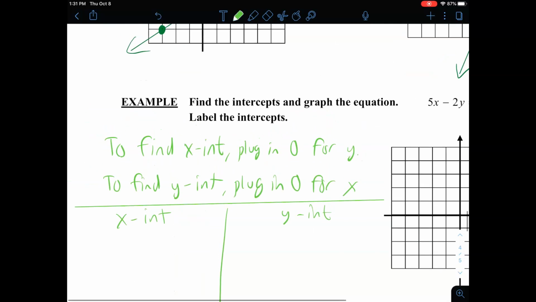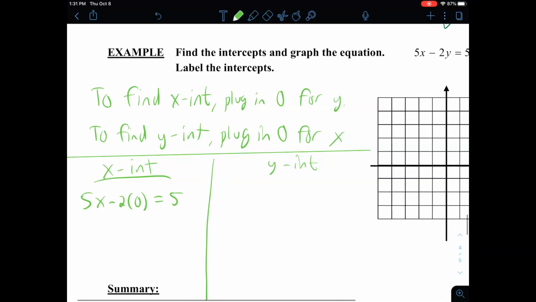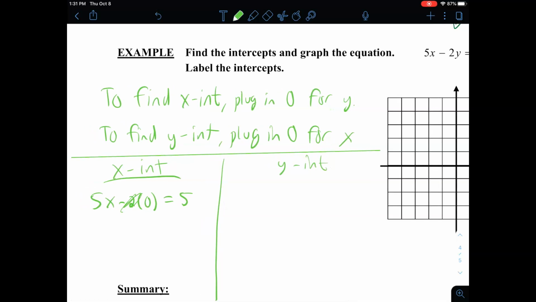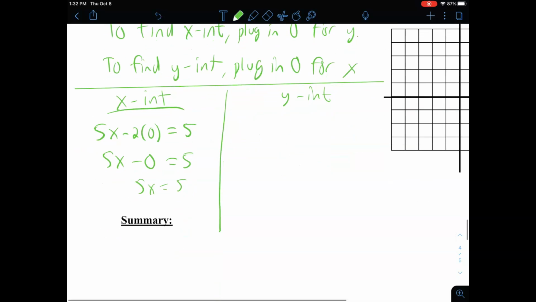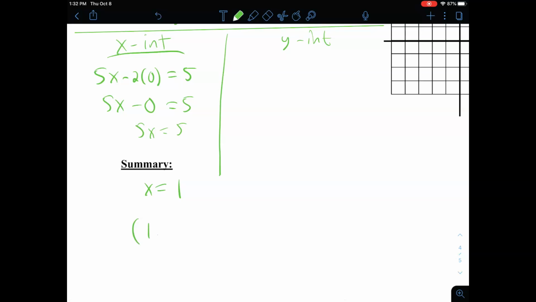So we have the x-intercept. We're going to plug in 0 for y and solve for x. We have 5x minus 2 times 0 equals 5. Another shortcut that I didn't mention here is you can just cross this off. When you have something times 0, it's going to go away. We just have 5x equals 5, but we're plugging it in here for the first time. So we have 5x minus 0 equals 5. So 5x equals 5. Divide by 5, we're going to get x equals 1. Or it's going to be coordinates of 1, 0.